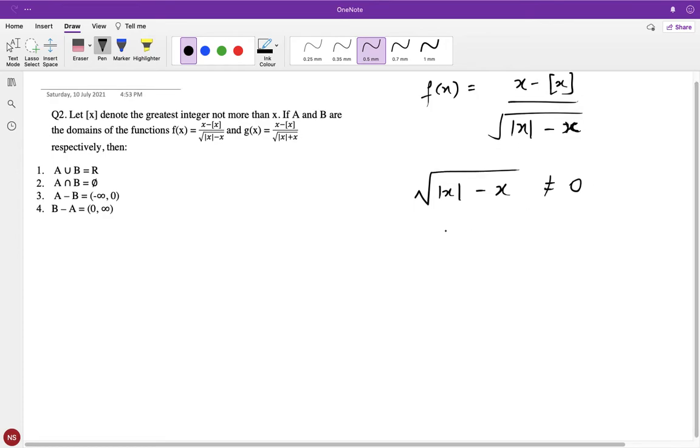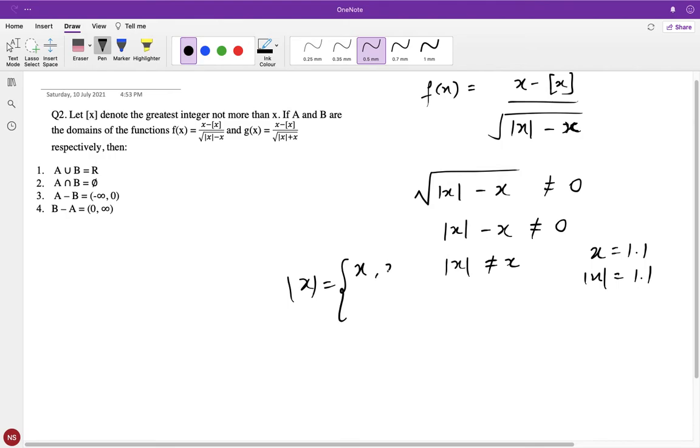Right? This cannot be equal to 0, which means what? This cannot be equal to 0, which means mod of x cannot be equal to x. Whenever x is a positive number, say 1.1, mod of x is also 1.1. So mod of x, we know, is equal to x when x is greater than 0, and minus x when x is less than 0. So mod of x cannot be equal to x.